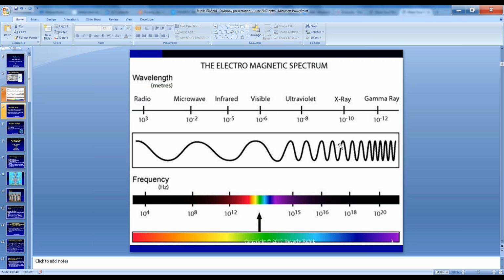Of course, X-rays are higher frequencies that pass through our tissues except for bones, and then we do imaging, and then out to gamma rays, which are traveling through the universe.